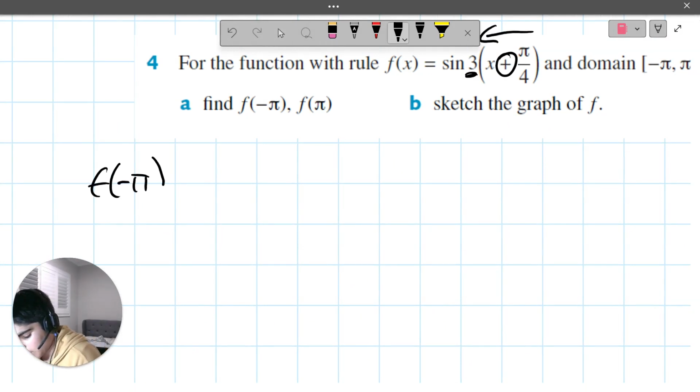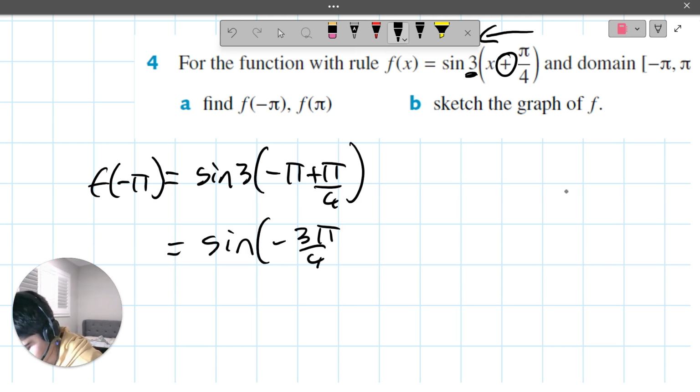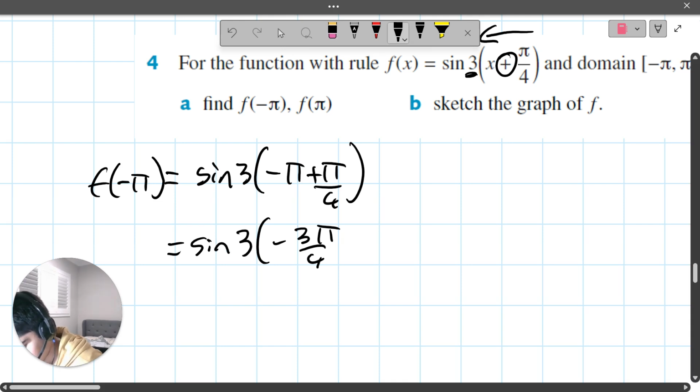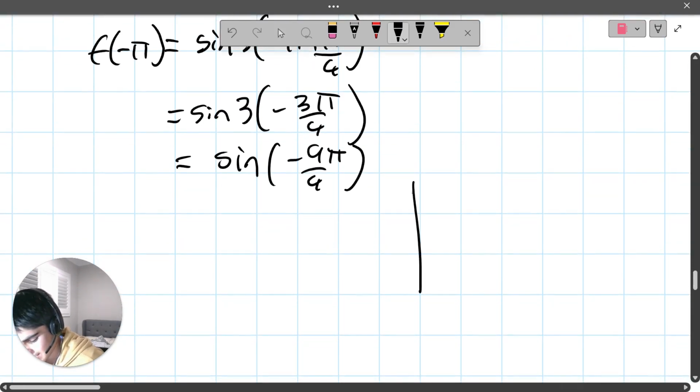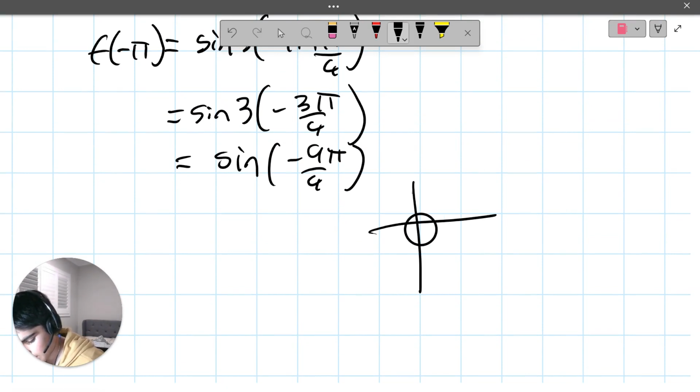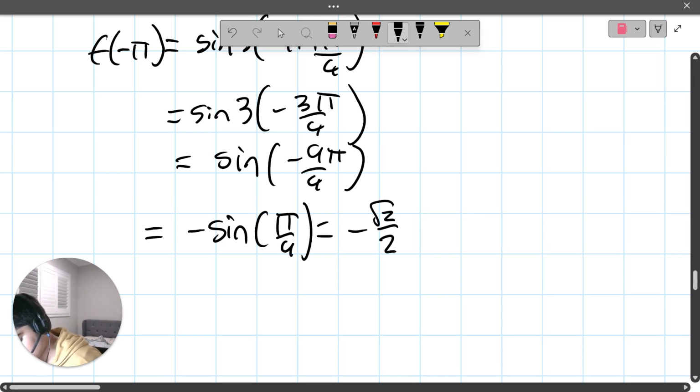F of negative pi equals sine of 3 times negative pi plus pi on 4. This equals sine of negative 3 pi plus pi on 4, which equals sine negative 9 pi on 4. Now the exact value is equivalent to negative 8 and negative 9. The reference angle is here, where sine is negative, so the exact value is negative sine pi on 4, which equals negative root 2 on 2.